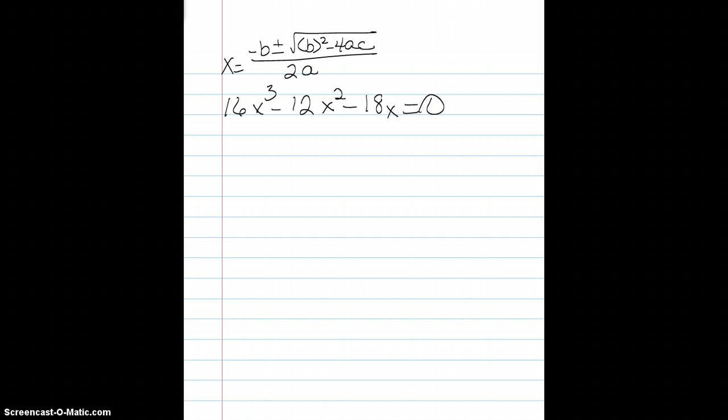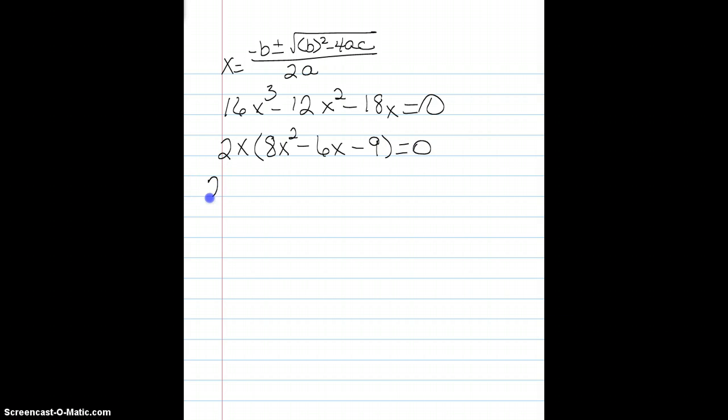The problem I have here is this is not a quadratic equation. This is a cubic equation. To make it a quadratic equation, I need to factor out one of the x's along with any numbers they have in common. Since we've been looking for the greatest common factor, it should be no surprise that a 2 and an x factors out of this, giving me 8x squared minus 6x minus 9 equals 0.